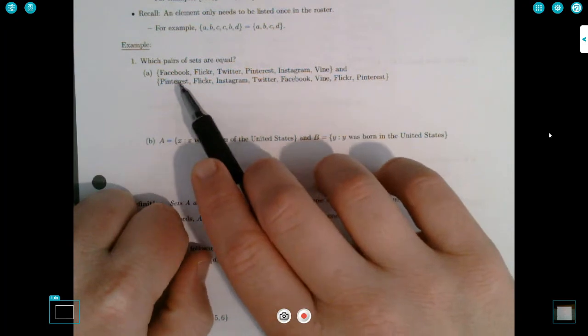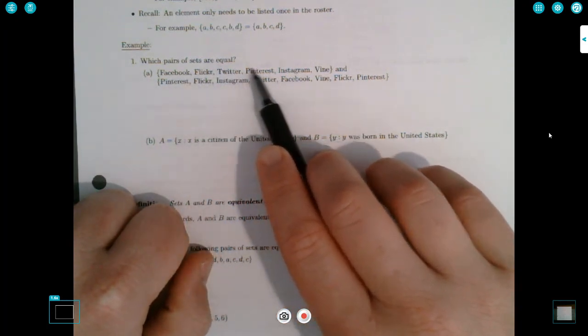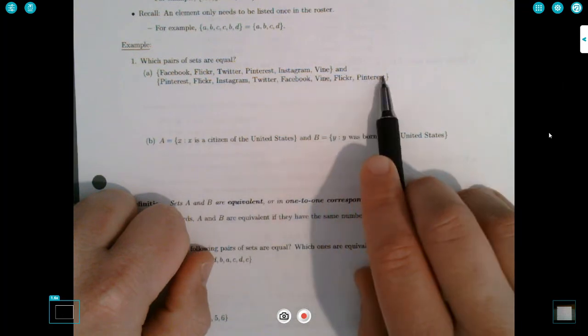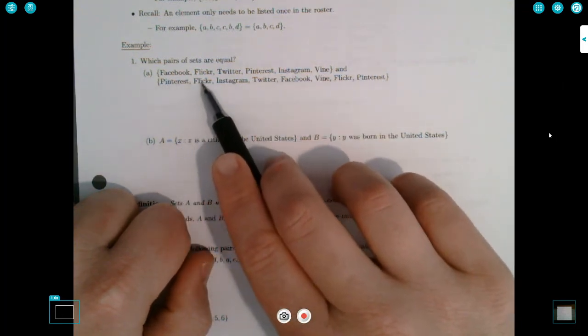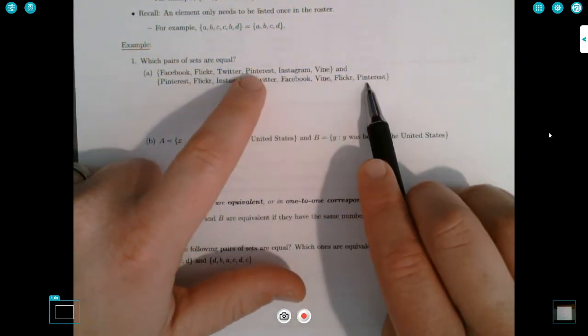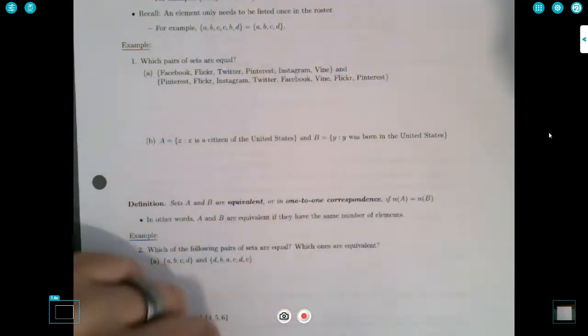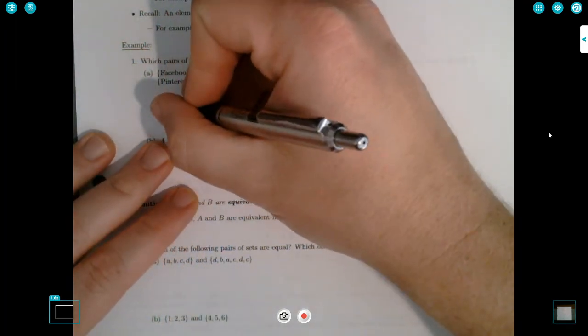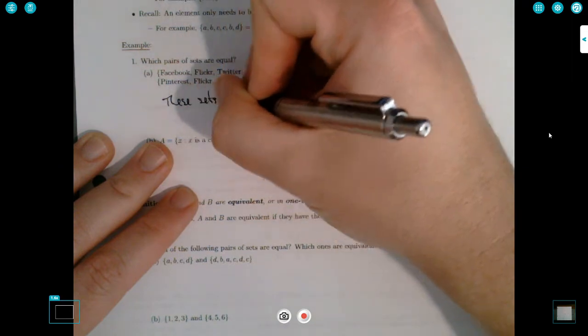The real question is, are there any elements in the first set that are not elements in the second set? Or are there any elements in the second set that are not elements in the first set? Because if so, then the sets are not the same. If not, and they have all the same elements, then they are equal sets. I think that's the case here. You've got Facebook in both of them, Flickr in both of them, Twitter in both of them, Pinterest in both of them, Instagram in both of them, and Vine in both of them. So yes, the sets are equal.